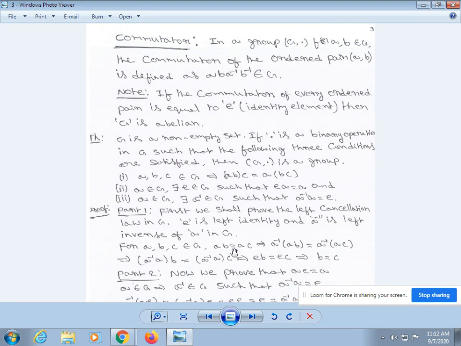Now we will discuss another theorem. G is a non-empty set. If · is a binary operation in G such that the following three conditions are satisfied, then (G, ·) is a group.